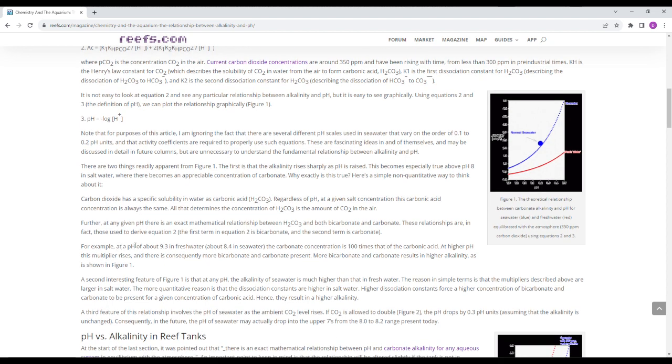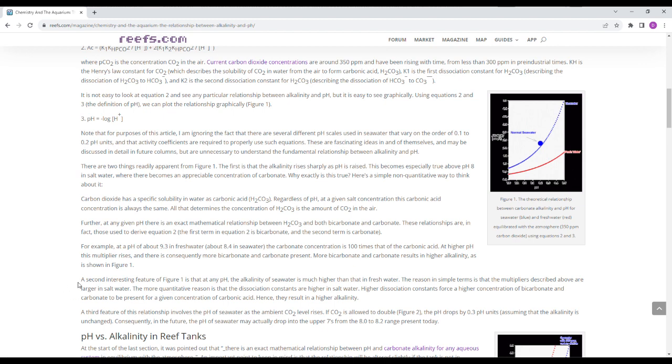For example, at a pH of about 9.3 in freshwater, about 8.4 in seawater, the carbonate concentration is 100 times that of the carbonic acid. At higher pH, this multiplier rises, and there is consequently more bicarbonate and carbonate present. More bicarbonate and carbonate results in higher alkalinity, as is shown in figure 1.